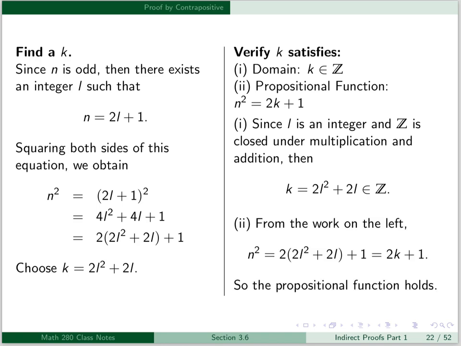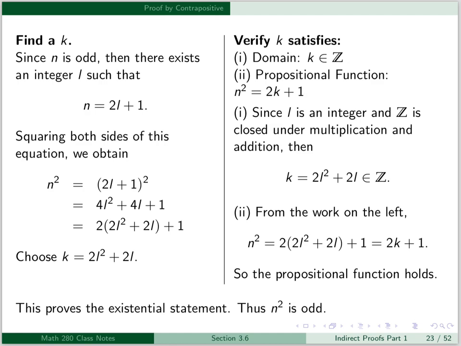And from the work on the left, we have n squared is equal to 2 times the quantity 2L squared plus 2L, plus 1, and this is equal to 2k plus 1. So the propositional function holds. So this proves the existential statement, and so thus n squared is odd.